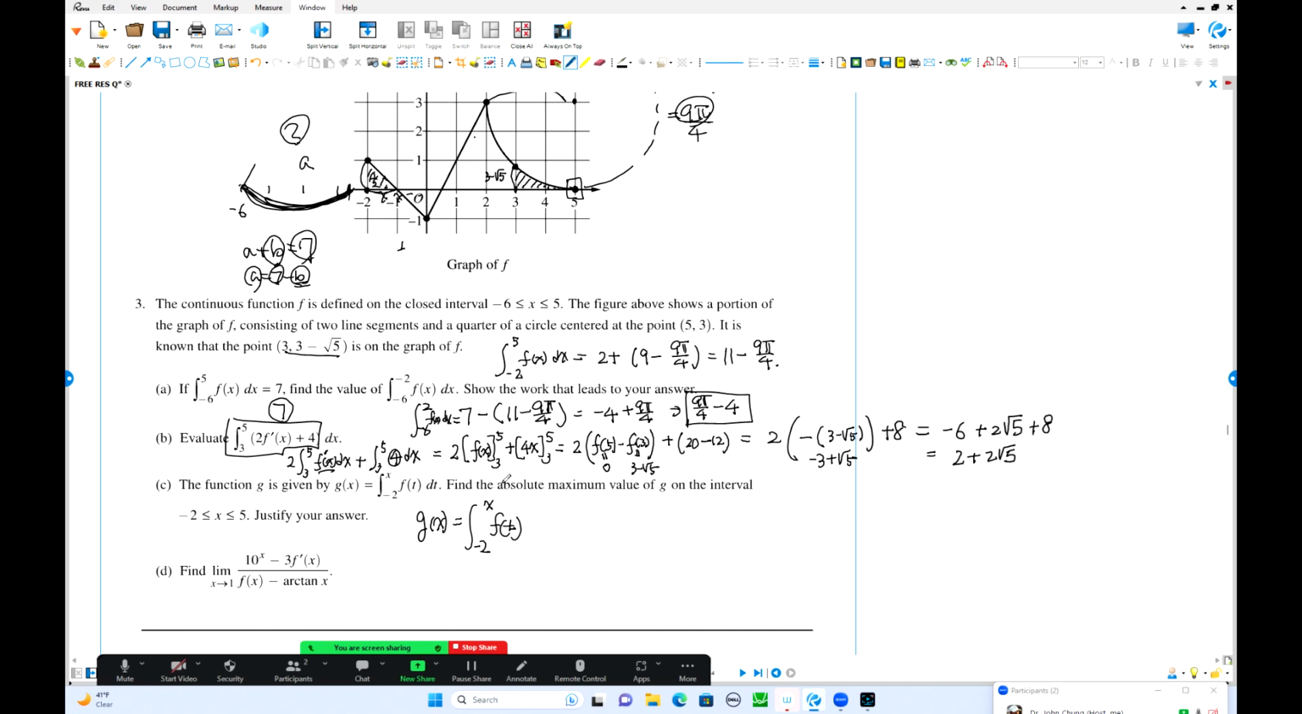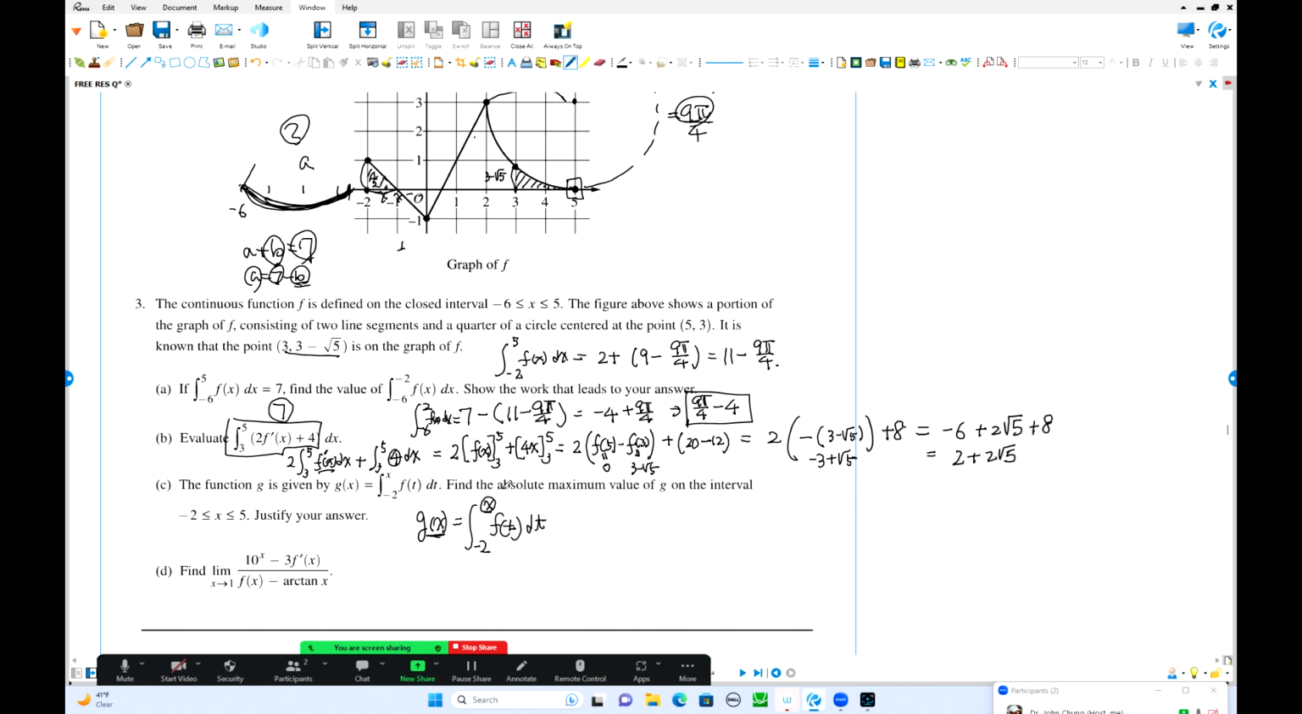This graph, f of x, we can use f of t, but because we use x over here as a variable, we switch x to t, okay? All right, dt over here. Now this is a function of x with respect to x, a variable. There's no more t there. Find the absolute maximum value of g on the interval negative 2 to 5.